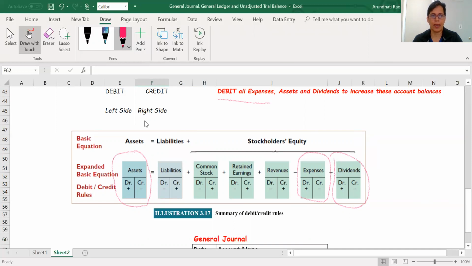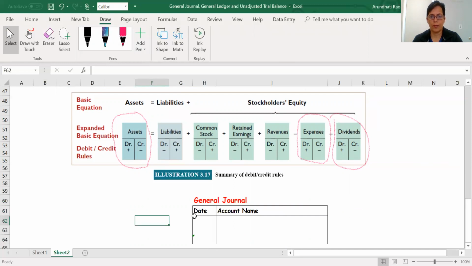So with that, let's look at our journal, what that should look like. So a journal, again, is the first place where we officially start the accounting process. I always start with a date. Every journal entry must have a date. I have the account names, and I'll have the account that's debited and the account that's credited.